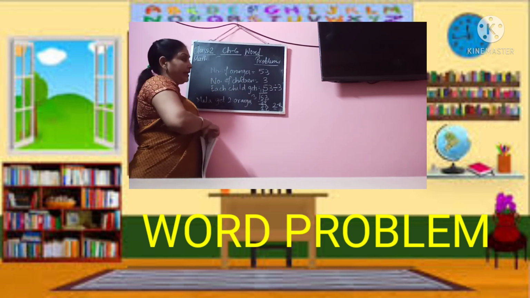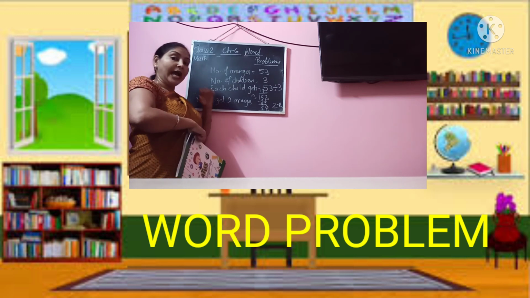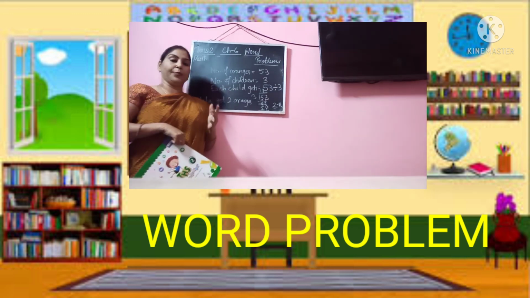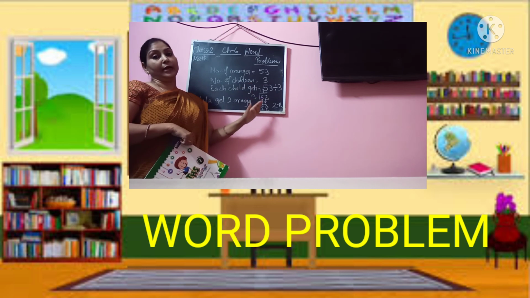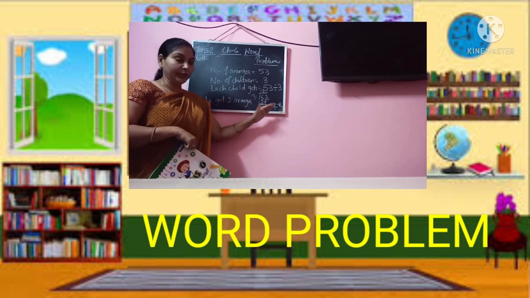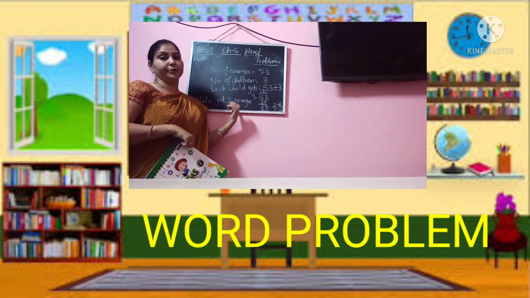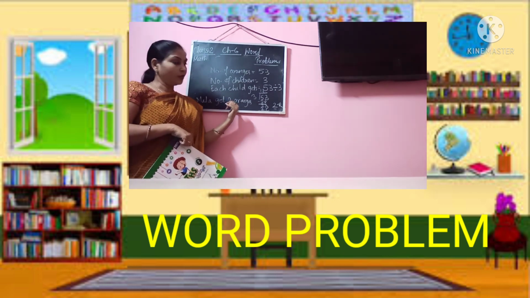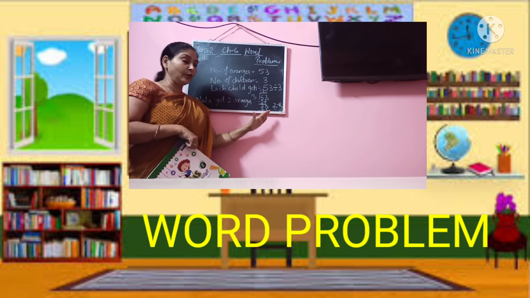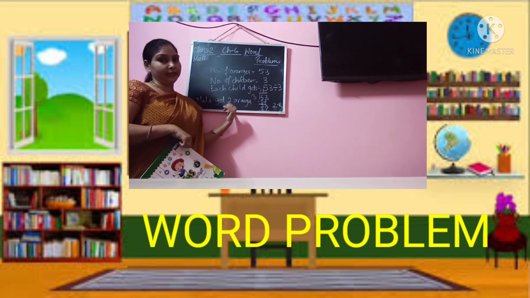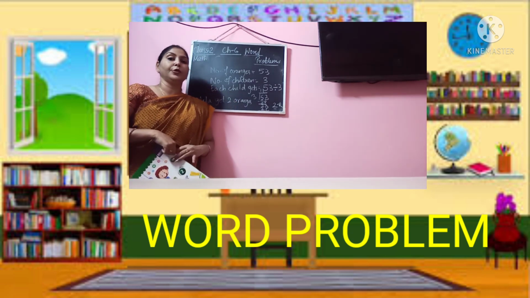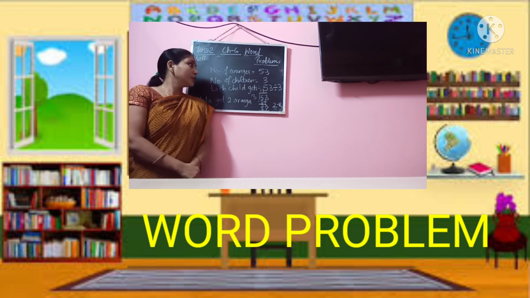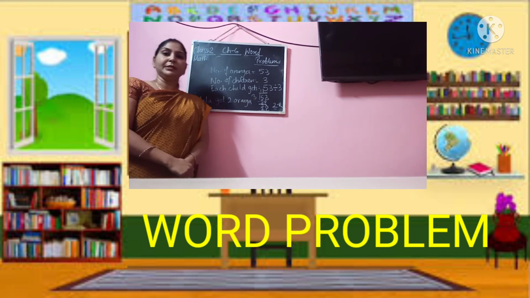And remember one thing, in division and in multiplication or in any operation, you have to show the calculation. You have to show the calculation and you have to write the answer also. Then only you will get full marks, otherwise not. Then only you are going to get full marks. Okay? So I think all the word problems I have completed.